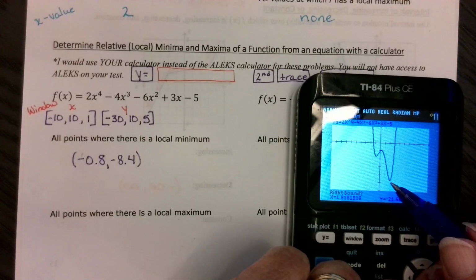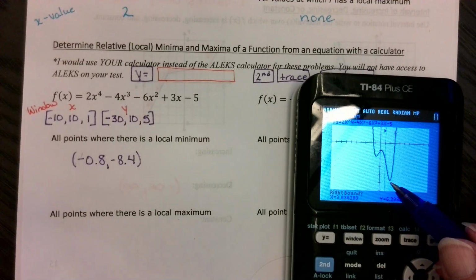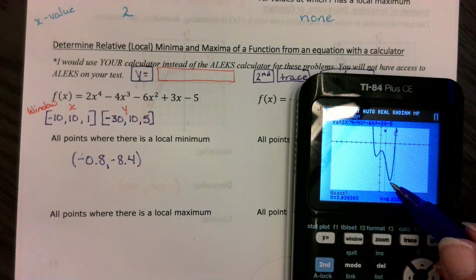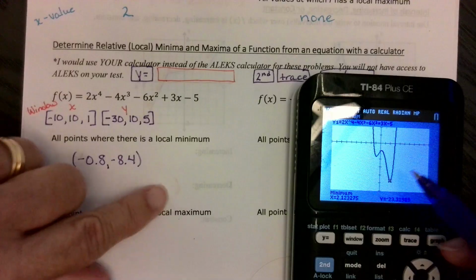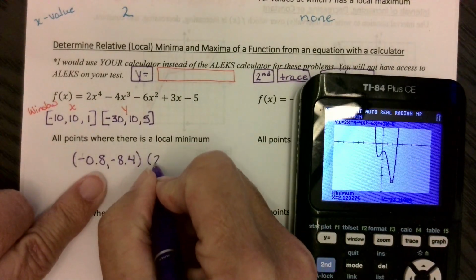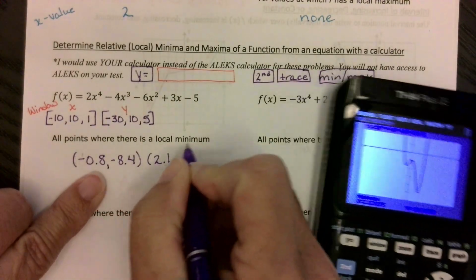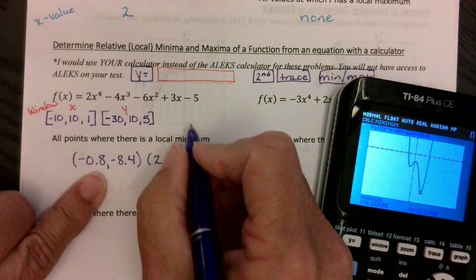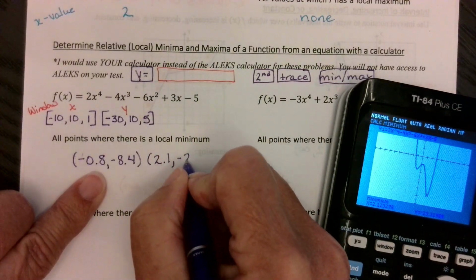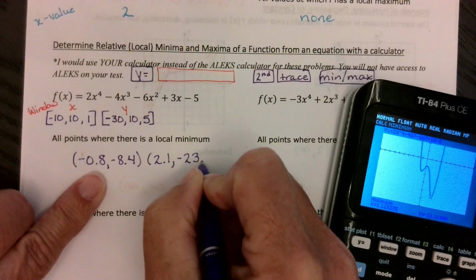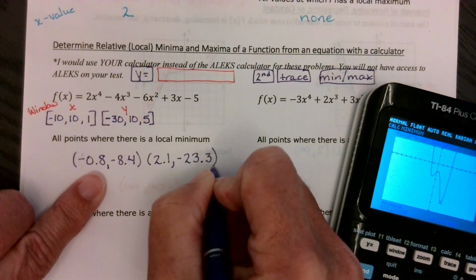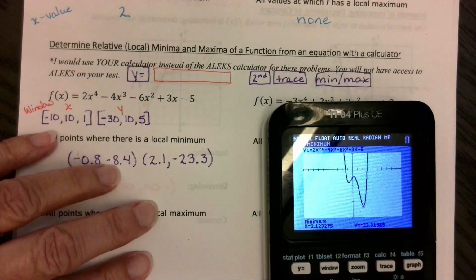Now it needs to be on the right-hand side. Put it anywhere on this side. I don't care. Hit enter and then hit enter again. And we're going to get 2.1, comma, negative 23.3. And again, yours may be slightly different than mine, but when you round to the nearest tenth, it will match.